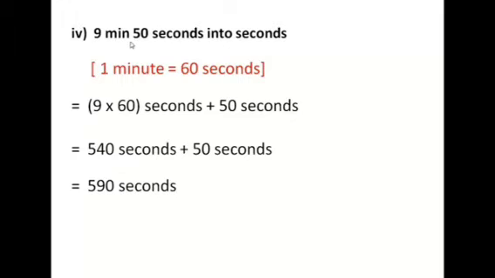Fourth one, 9 minutes 50 seconds into seconds. You know 1 minute equals 60 seconds. So from minutes to seconds you have to multiply by 60. So 9 into 60 seconds plus 50 seconds. So it is 540 seconds plus 50 seconds. So after the addition you get the final answer, 590 seconds.